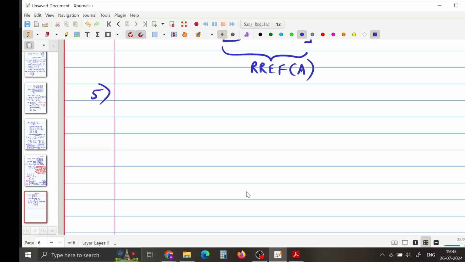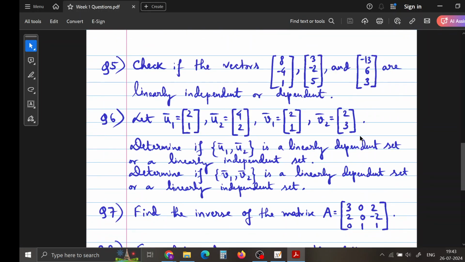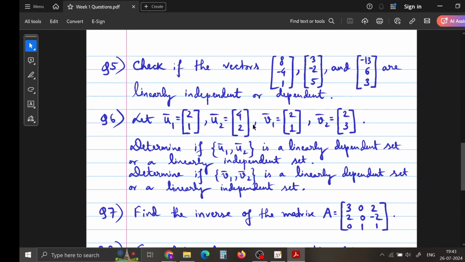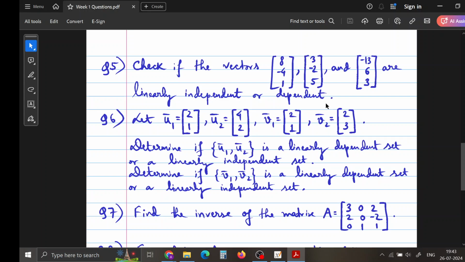Now that we have done the basics, we can increase the pace a little bit. Are people with me so far? Okay, yeah. Let's see question number 5. We have to check if these three vectors, which are three-dimensional real vectors, are linearly independent or linearly dependent.